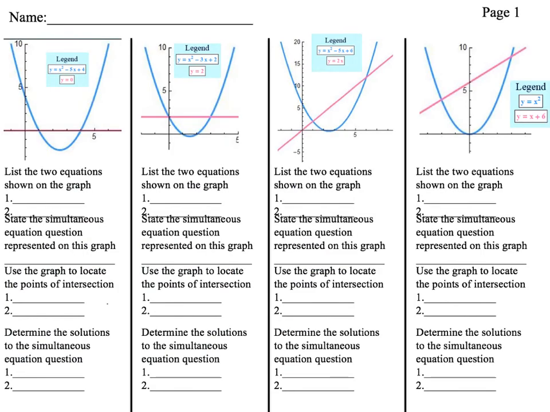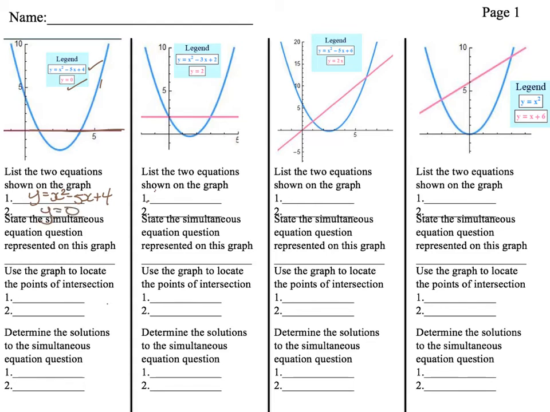Okay, so it's the same concept when it is a quadratic curve. For example, we have a quadratic curve. The blue line represents the quadratic curve and a straight line. So we have y equals x squared minus 5x plus 4, and the next equation that is shown in red there is y equals 0.